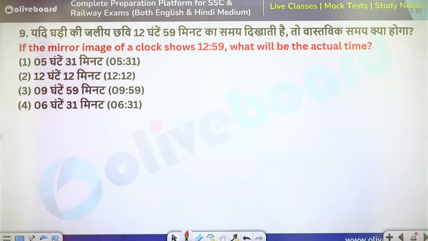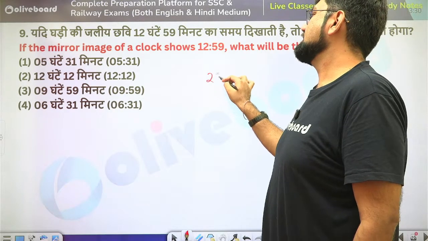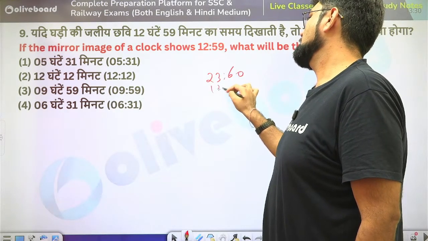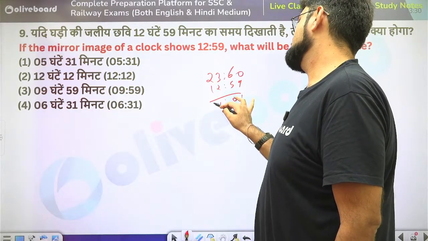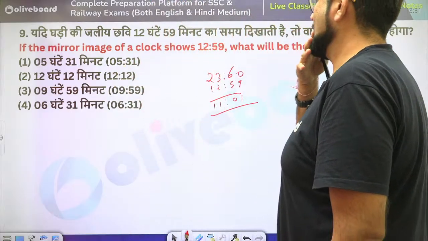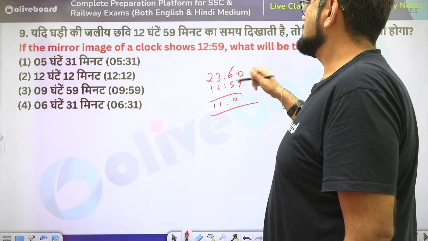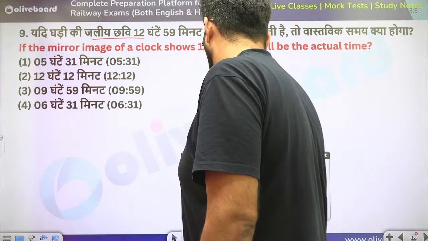Mirror image of a clock shows 12:59. What will be the actual time? So 12:59 can precisely be subtracted from 23:60. That's it. So 11:01. Do we have the 11:01? No. What is this? Oh, I think it is not mirror image. Oh, this is water image. Sorry. Misprint.